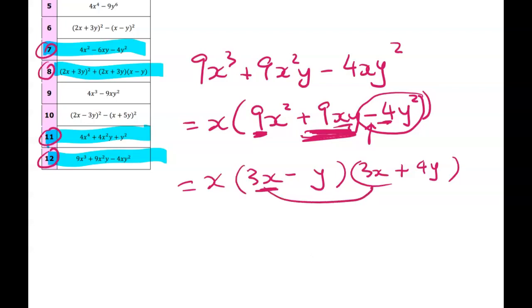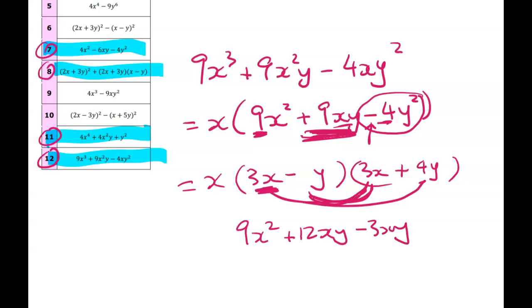Right, so the 3x times the 3x is matching up to give me 9x squared. Next up, I've got plus 12xy, so this is looking good. And now I've got minus 3xy in here. And then I have not a plus, but a minus 4y squared. So we're good, right? That worked fine. And again, you could use grouping if you want to.